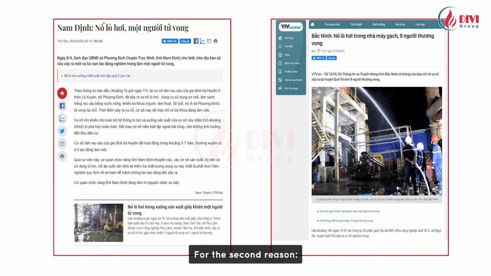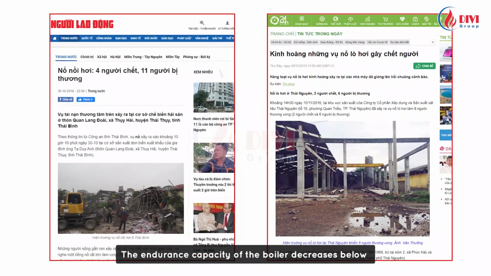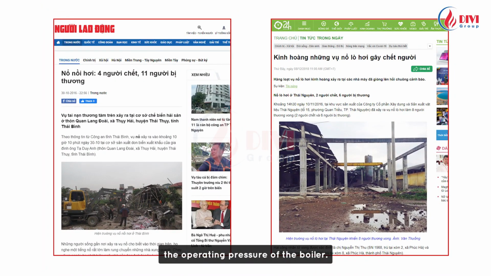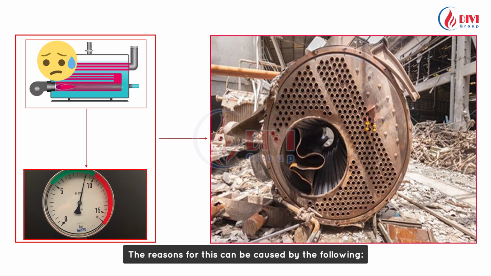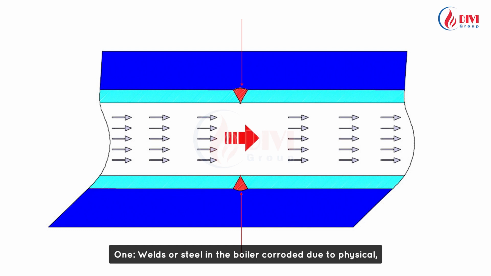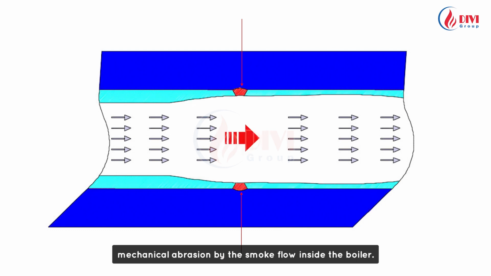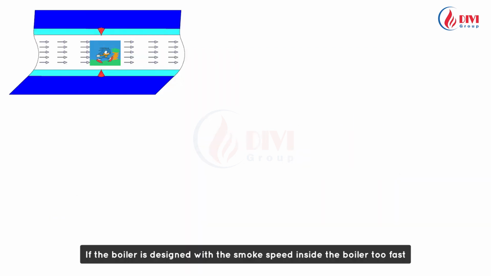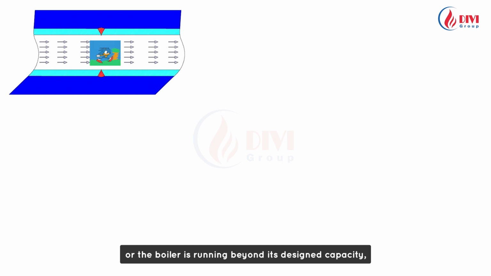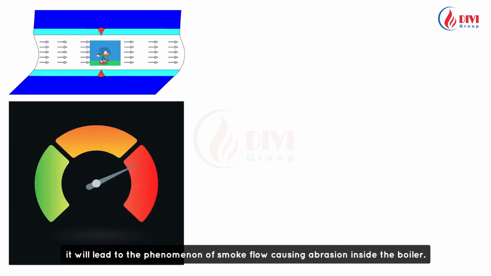For the second reason, the endurance capacity of the boiler decreases below the operating pressure of the boiler. The reasons for this can be caused by the following. First, welds or steel in the boiler corroded due to physical, mechanical abrasion by the smoke flow inside the boiler. If the boiler is designed with the smoke speed inside the boiler too fast or the boiler is running beyond its design capacity, it will lead to the phenomenon of smoke flow causing abrasion inside the boiler.